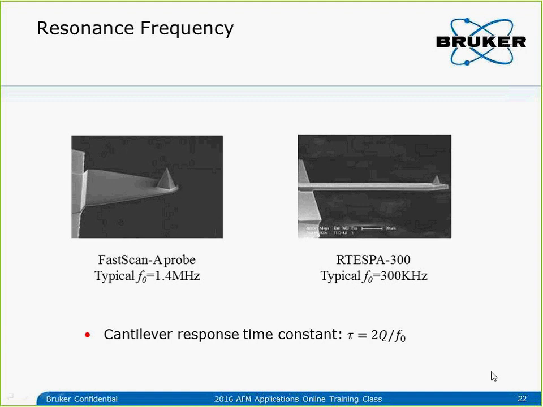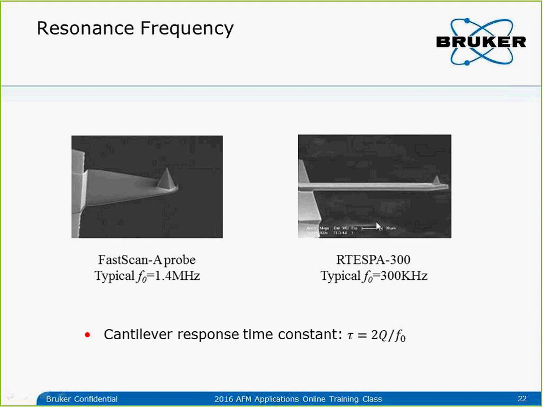Here I put the cantilever response time. It is proportional to the Q and inversely proportional to the resonant frequency, basically Q over the resonant frequency. And typically we can control the Q by designing the cantilever shape, right? For the fast scan, we use a closed triangle shape, so we reduce the Q. It's very similar to regular tapping mode.